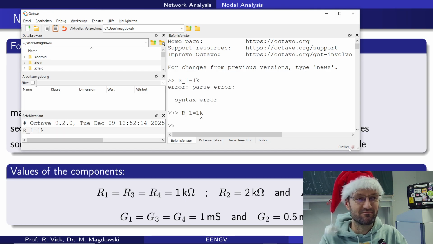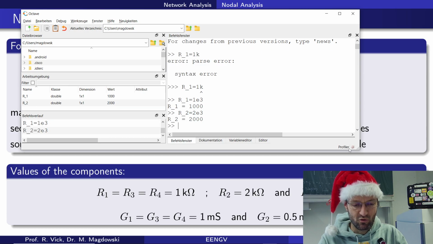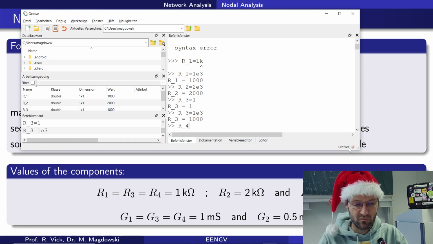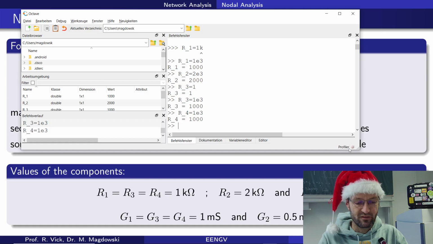Does not work. Yeah, so the easiest way to do it is like this. 1E3 gives 1000. Okay, the same, no, R2 should be 2 kilo ohm, and R3 is not 1, but 1E3, and R4 is also 1E3. Okay, so then I have these 4 resistors.